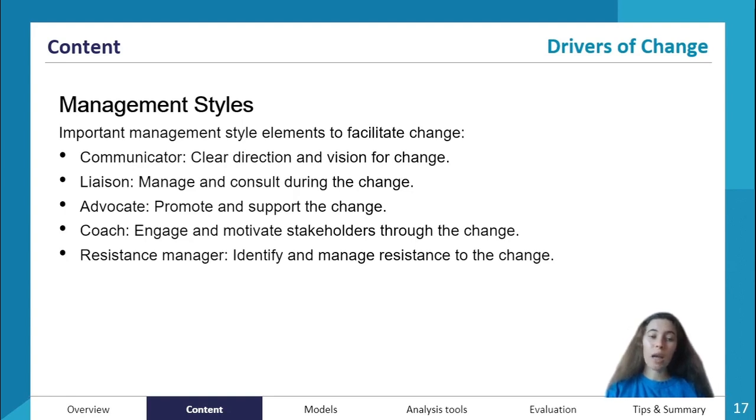And part of that as well is being just a good resistance manager. You need to be able to identify when there is resistance to change and then implement different strategies to try and get employees past the line and make them satisfied with where the business is headed. And shortly, we will also have a look at some strategies for managing resistance to change.